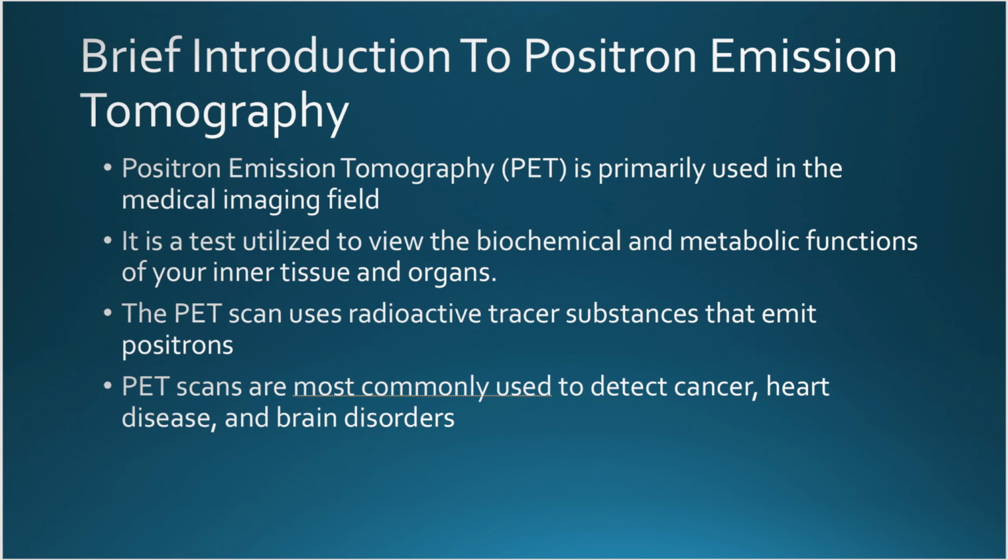A brief introduction to positron emission tomography. Positron emission tomography, PET, is primarily used in the medical imaging field. It is a test utilized to view the biochemical and metabolic functions of your inner tissues and organs. The PET scan uses radioactive tracer substances that emit positrons. PET scans are most commonly used to detect cancer, heart disease, and brain disorders.